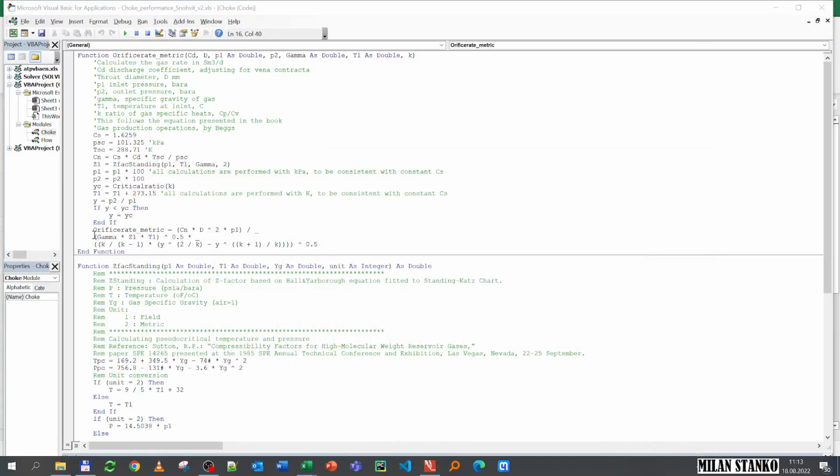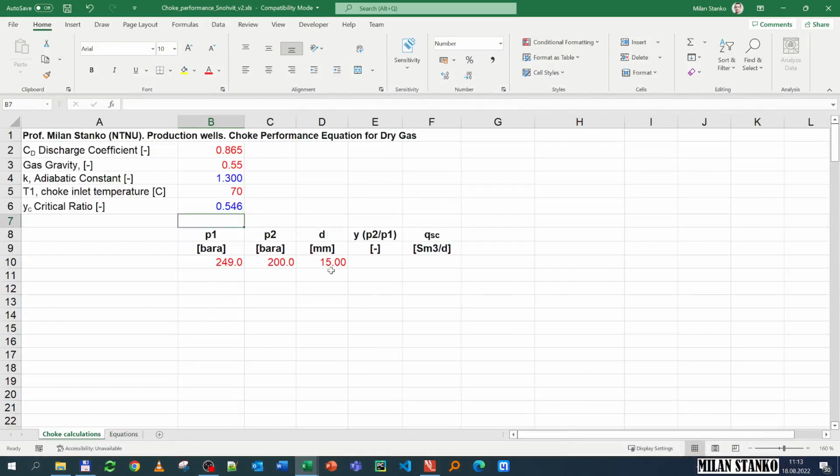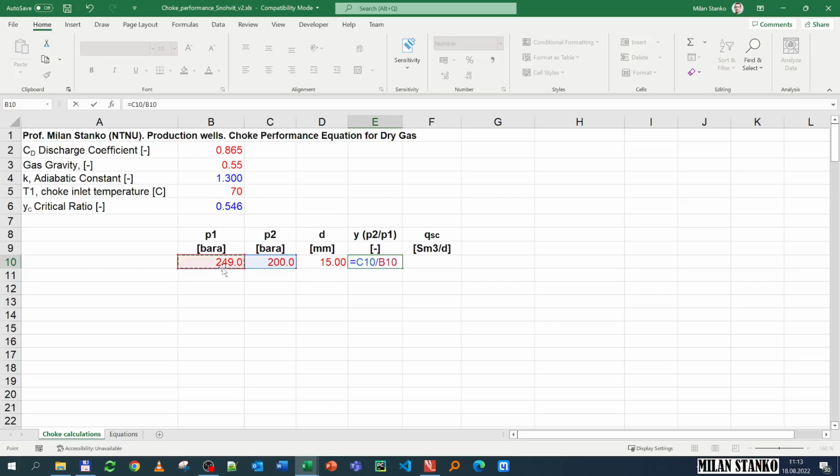Okay, and then I apply the orifice equation. So let's do that. First, we have the two pressures and the diameter, and then we calculate the ratio. Remember, this ratio should always be less than 1, which tells you that you should divide the pressure at the throat, or the pressure at the outlet, by the pressure at the inlet. That gives you a pressure ratio of 0.8, which is bigger than 0.5. So that means I should have subcritical flow.